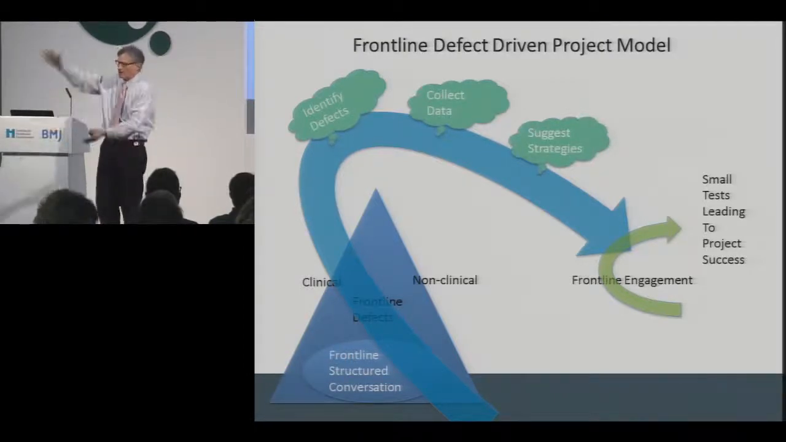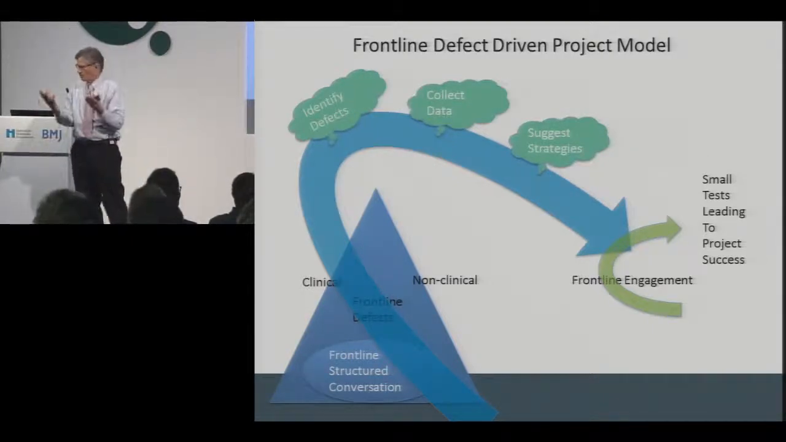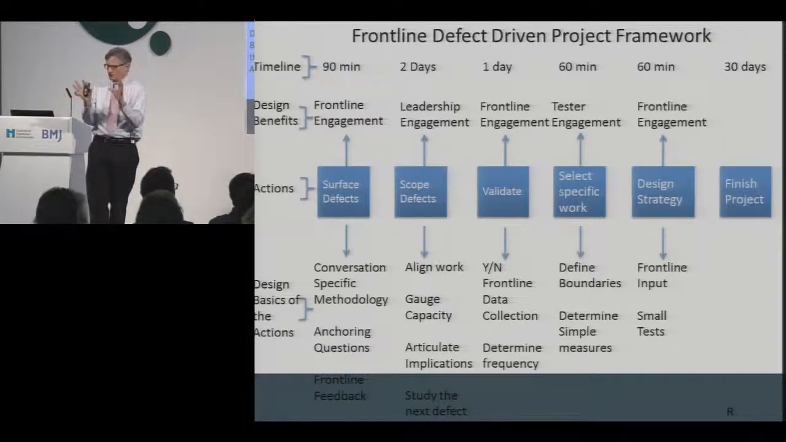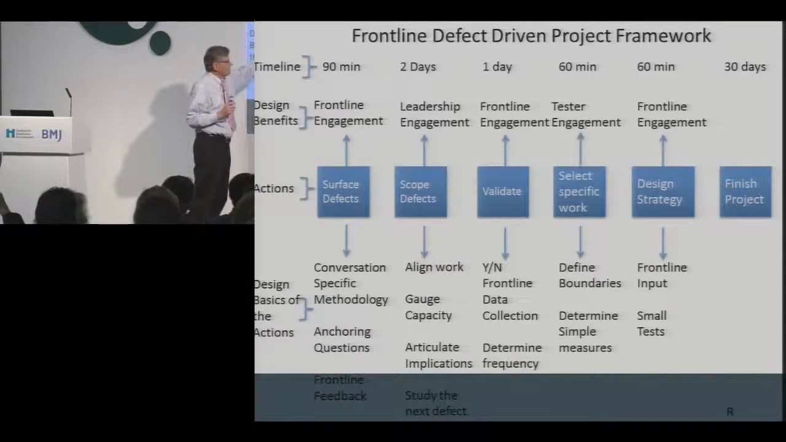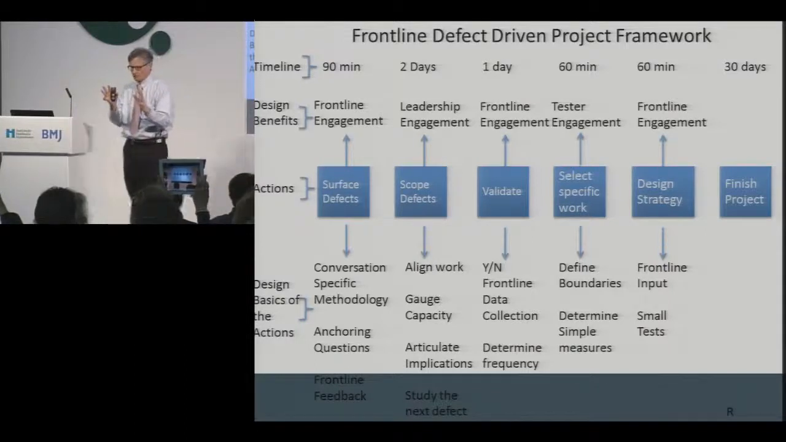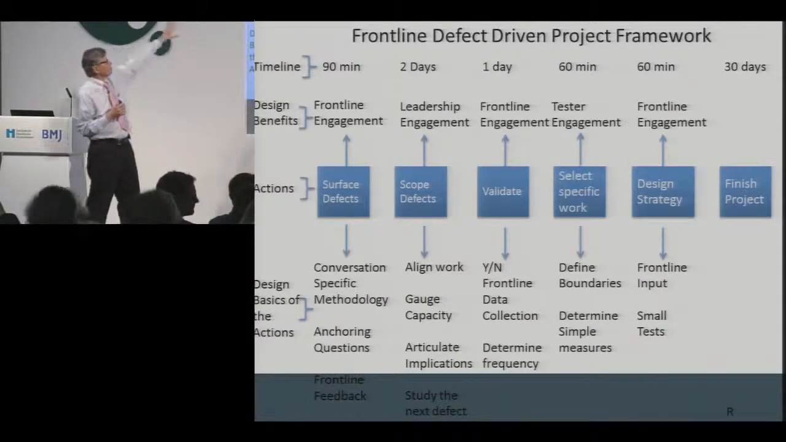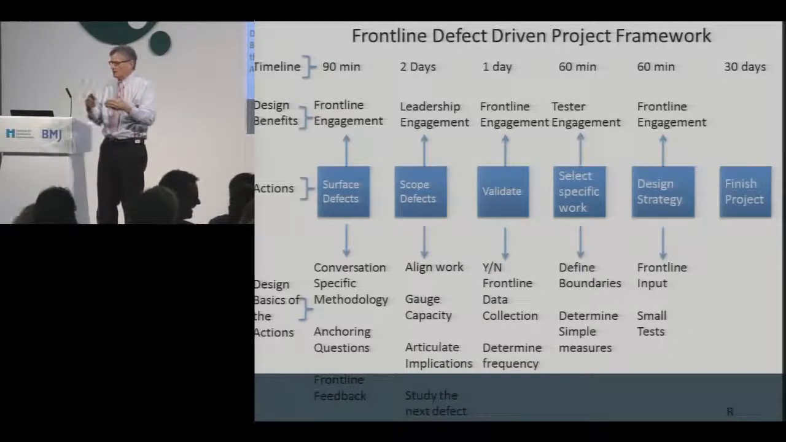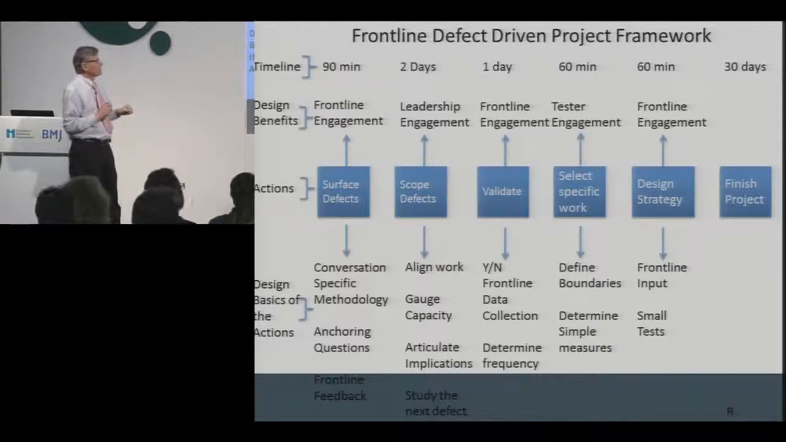We have now completely turned upside down the approach, from top down to bottom up, which we are now hypothesizing is the next calibration. Let me share the framework with you, and this is discussed in detail in the paper. First, we surface the defects by a very specific methodology using anchoring questions, and the result of that is front-line engagement. You will not believe the degree of front-line engagement you get with this because it's a purely non-confrontational conversation.